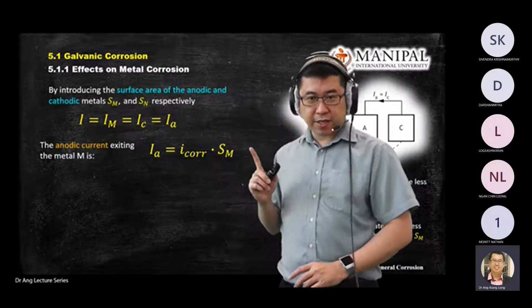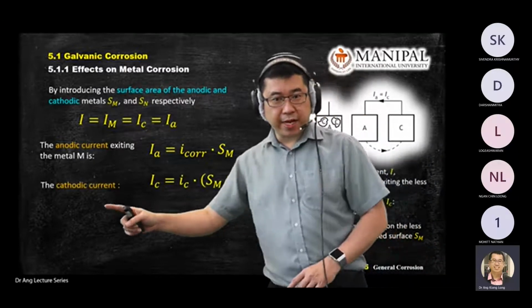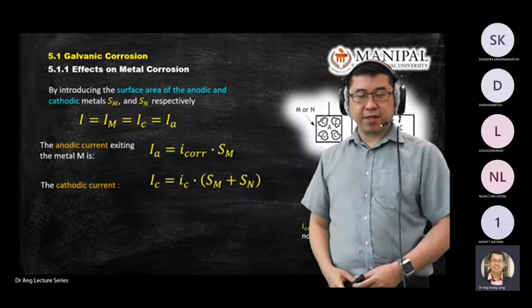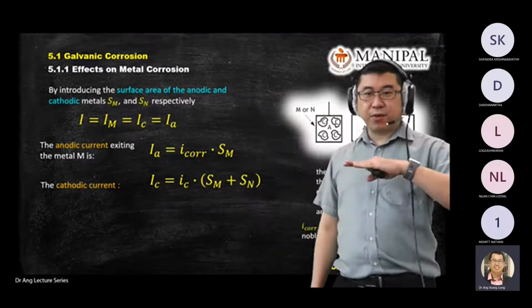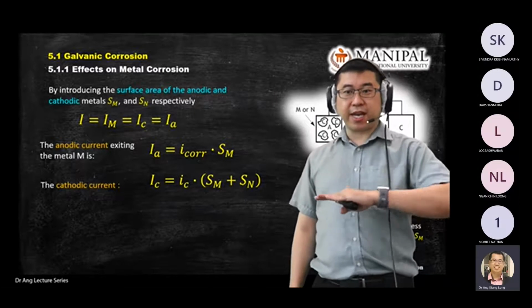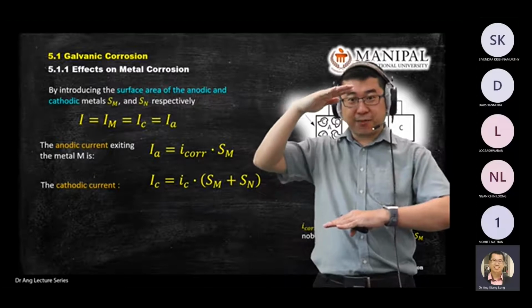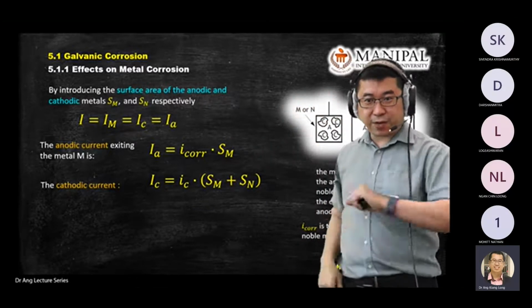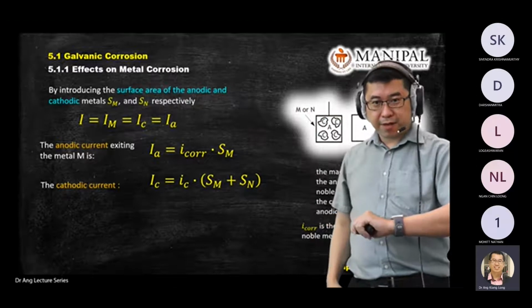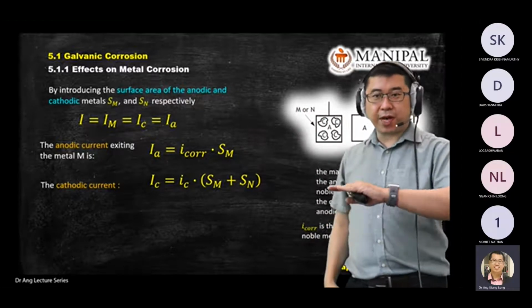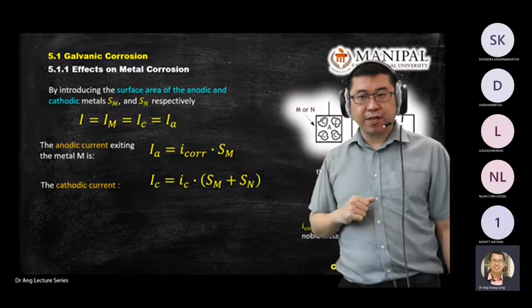First equation, second equation. Next, we look at the cathode current. You have two metals again. We go back to the concept. You have the less noble, which is the anode. You have the high nobility, which is the cathode. We have done the equation for the less noble or M metal, the anode. Now we look at the higher noble one. What happened to the higher noble member here?